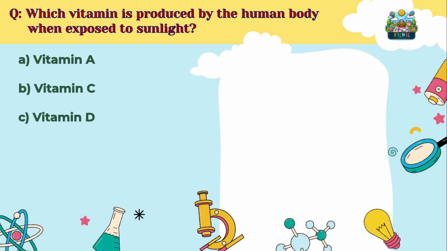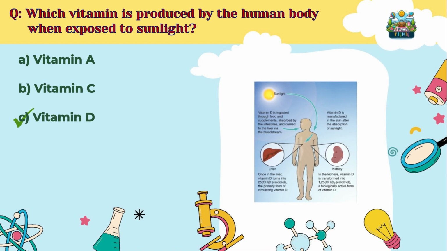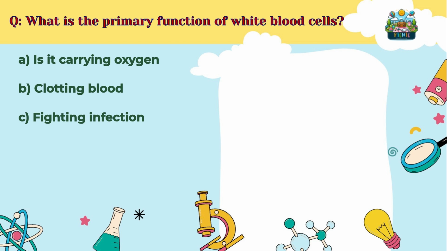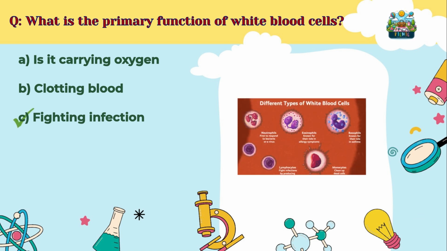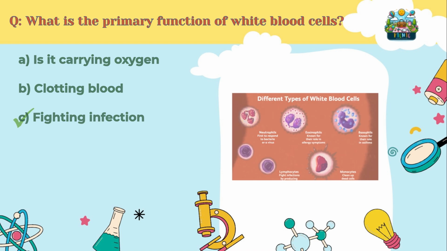Which vitamin is produced by the human body when exposed to sunlight? Vitamin D is produced by the human body when exposed to sunlight. What is the primary function of white blood cells? The primary function of white blood cells is to fight infection.